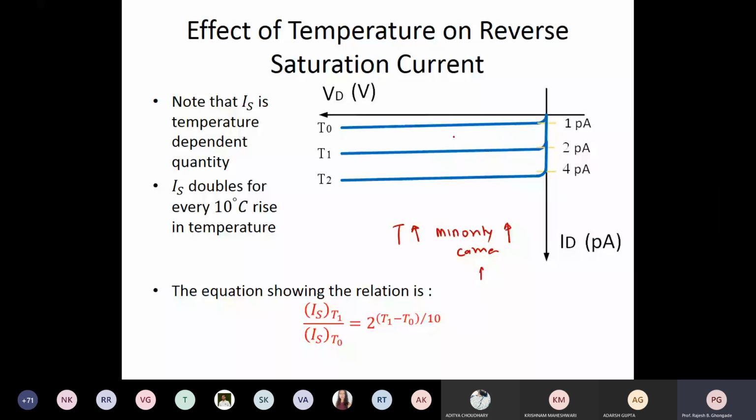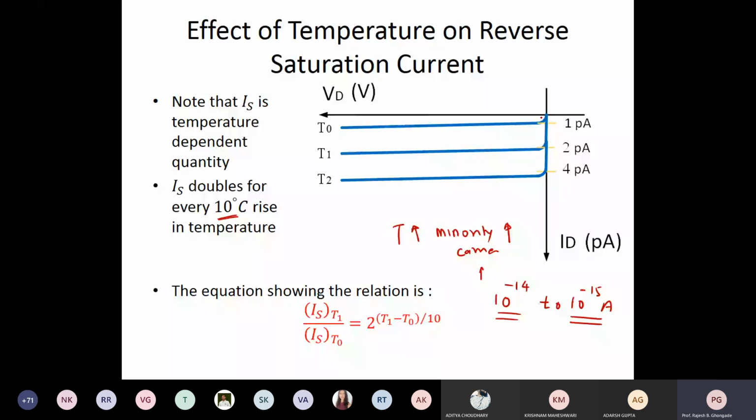It is seen that Is doubles for every 10 degrees Celsius rise in temperature. Of course, the value of Is is very, very small. It can go down to 10 to the power -14 to 10 to the power -15 amperes. So this is a very, very small current. Modern diodes have very small leakage current, in picoamperes. I'm just taking it for example.